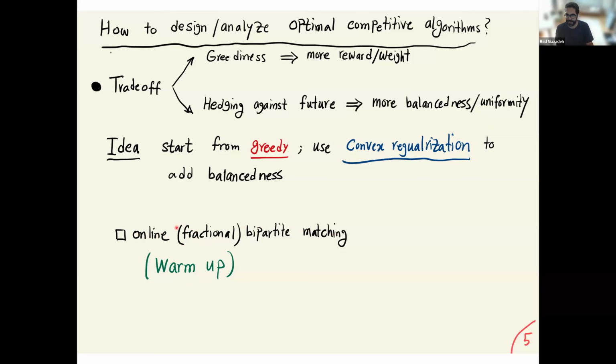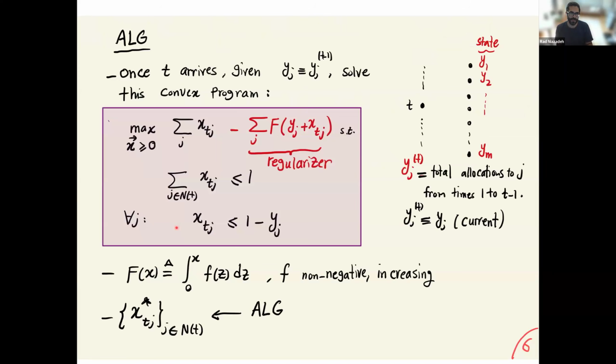Let's see how we can design an algorithm using this high-level idea of regularizing the greedy algorithm using a convex function, and how we can analyze it. All right, here's the algorithm that I have in mind. Let me give you some notation. For example, let's say I have this online node t that is arriving.